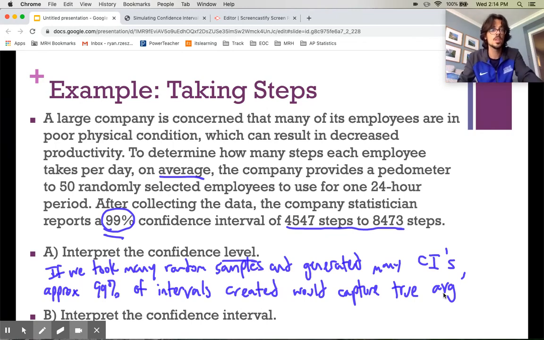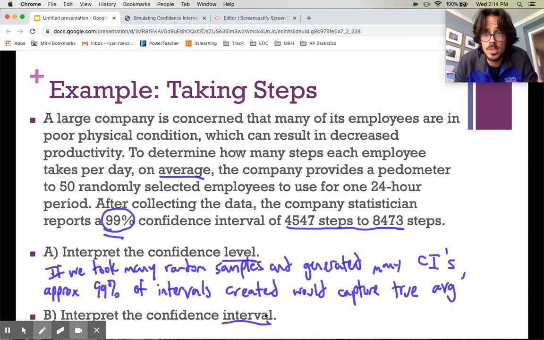All right, next up, they ask us to interpret the confidence interval. This is the other script that I taught you guys with the we are blank percent confident. So I'm going to say it, and then I'll write it down to save a little bit of time in this video.